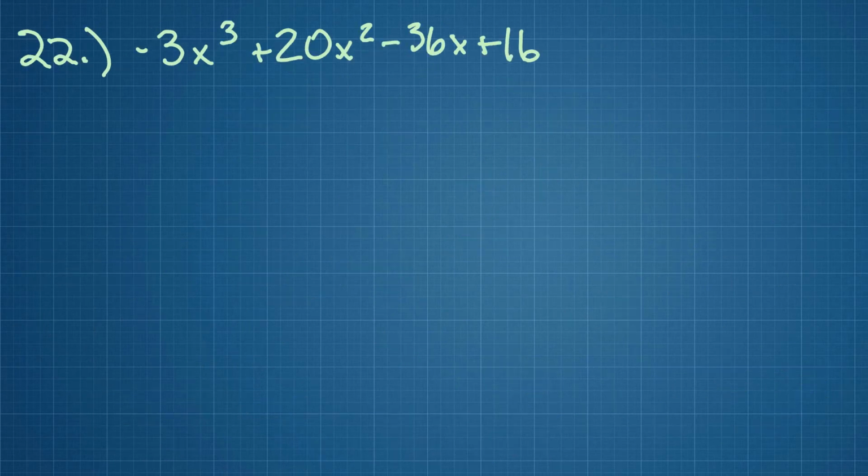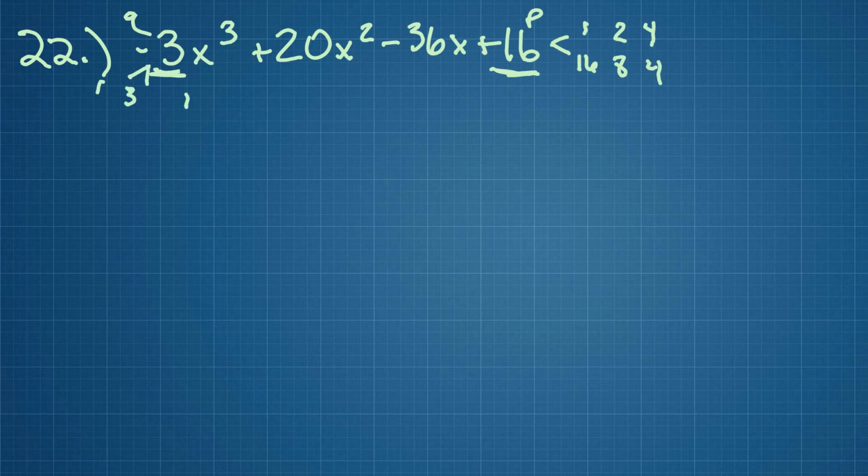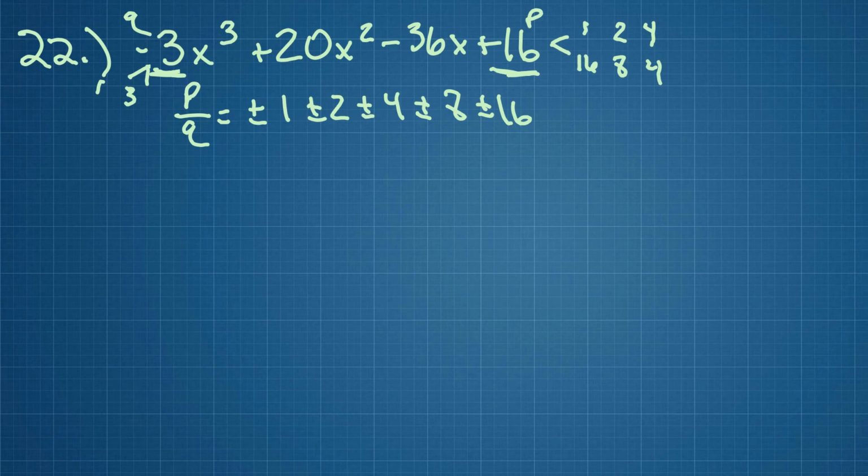All right, 22, I'm going to find P and Q. So that's my P, that's my Q. 16, how do I get 16? Well, 1 and 16, 2 and 8, and 4 and 4. How do I get 3? 1 and 3. So my P's over my Q's are going to be plus or minus 1, plus or minus 2, plus or minus 4, plus or minus 8, plus or minus 16. Notice I don't put 4 in there twice. I don't need the repeats.